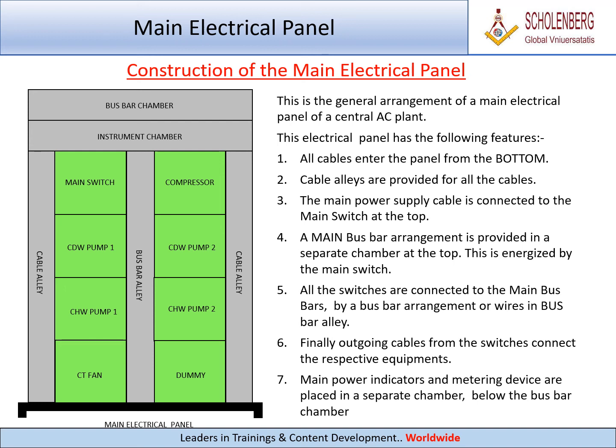4. A main bus bar arrangement is provided in a separate chamber at the top. This is energized by the main switch. 5. All the switches are connected to the main bus bars, by a bus bar arrangement or wires in bus bar alley. 6. Finally, outgoing cables from the switches connect the respective equipments. 7. Main power indicators and metering device are placed in a separate chamber below the bus bar chamber.